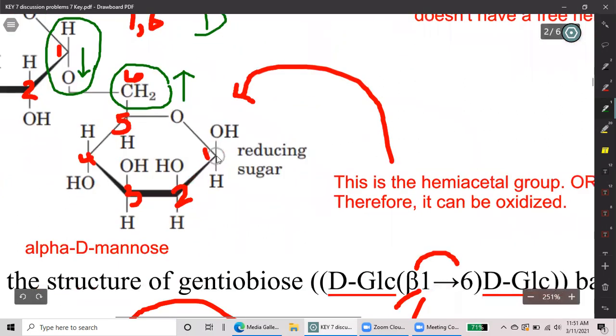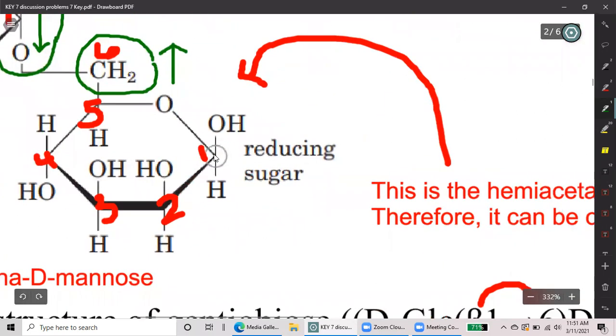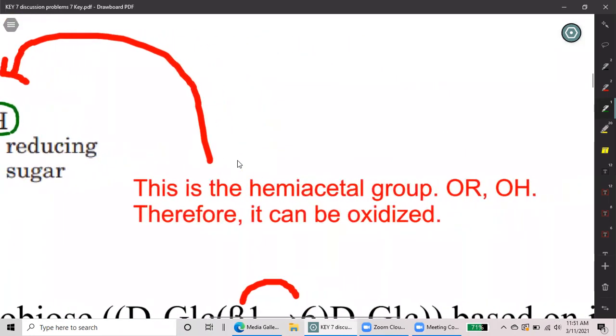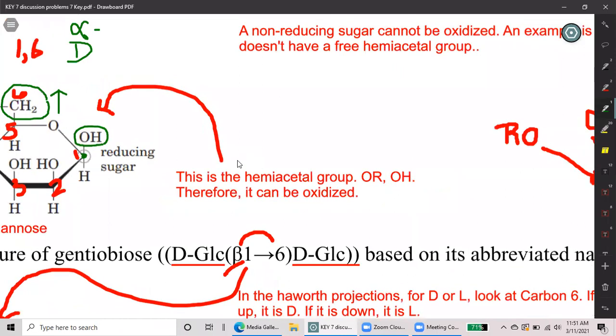So then we look to see if there's a hemiacetal group. Okay. So this right here is the anomeric carbon. And if up here we see that we have an OH group, and then over here we have the O, R. So anything attached to this O is that R group. So we have an OH and an OR. That is our hemiacetal group. And that's how we know that this is a reducing sugar. It can be oxidized. Okay.